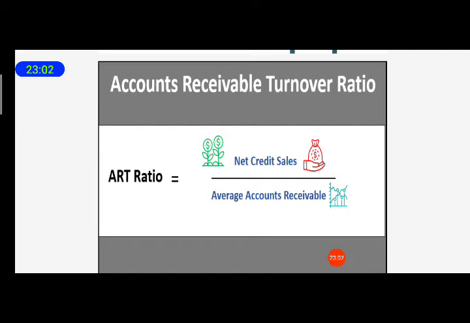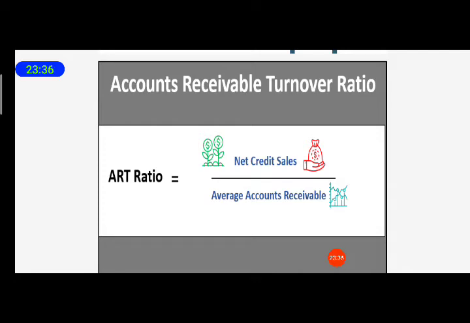Debtors or receivables, as used in this context, include the amount of bills receivable. The formula of the account receivable turnover ratio is equal to net credit sales divided by average account receivables. The purpose of the debtors turnover ratio is to ascertain after how much time debtors make a payment.